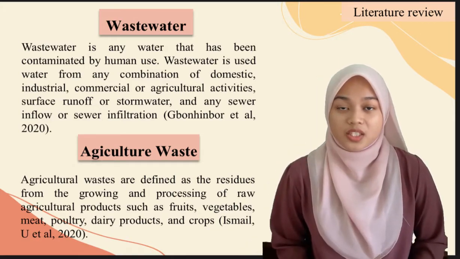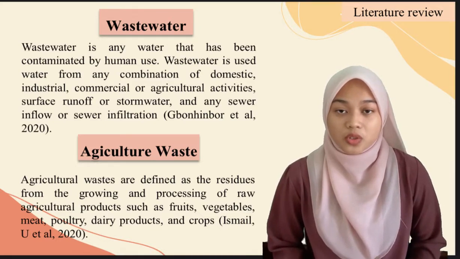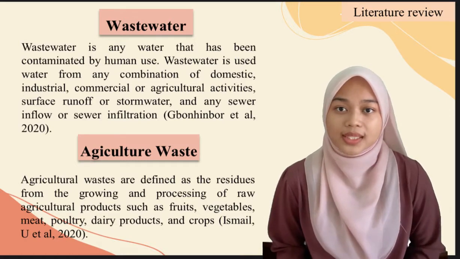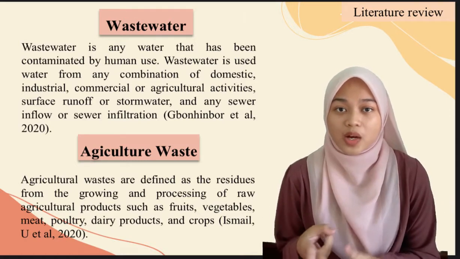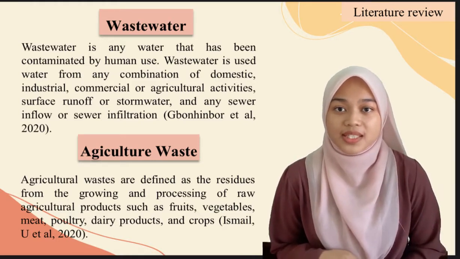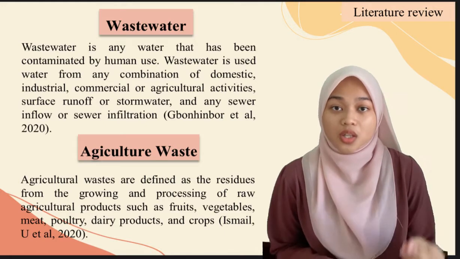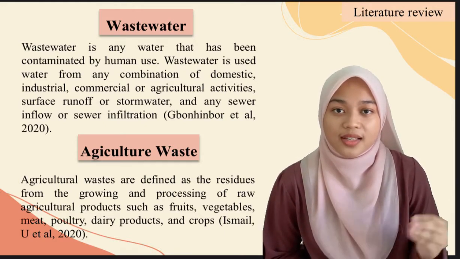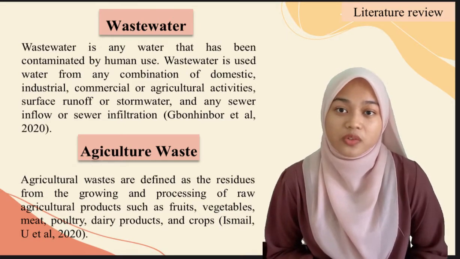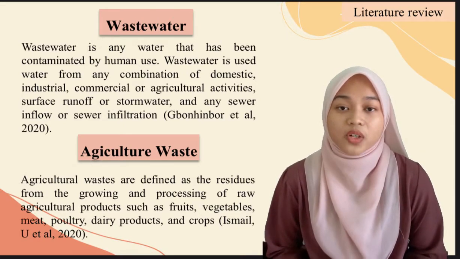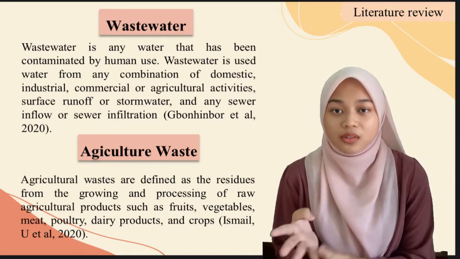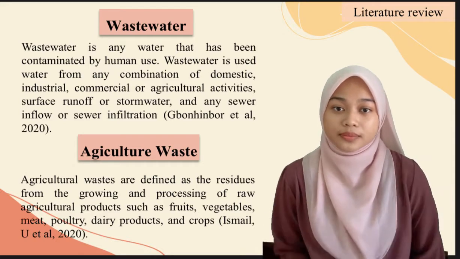And next, agriculture waste. Agriculture waste is waste produced as a result of various agriculture operations. It includes manure and other waste from farms, poultry houses and slaughterhouses. It also includes fertilizer runoff from fields, pesticides that enter into water, soil or air, and salt and seepage channels from fields. Agriculture waste is defined as residue from growing and processing of raw agriculture products such as vegetables, fruit, meat, poultry, dairy products and crops.